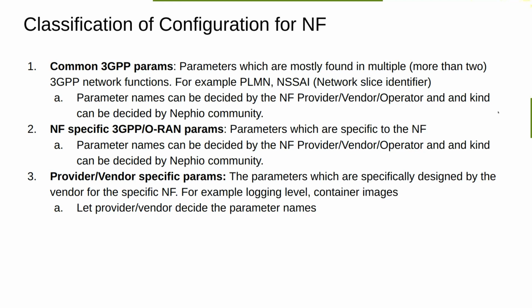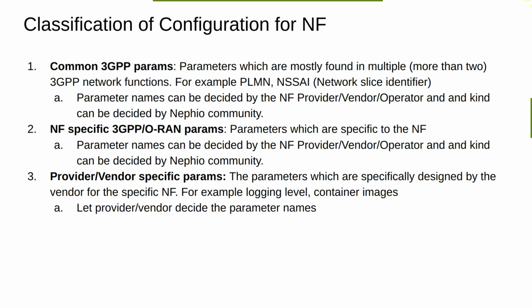Or let's say 3GPP has this dedicated working group known as SA5, which defines YANG models, which are very specific to 3GPP. Then the third one is vendor or provider specific parameters, which are specific to the vendor or the provider of the network function. That can be, for example, log level or container images.